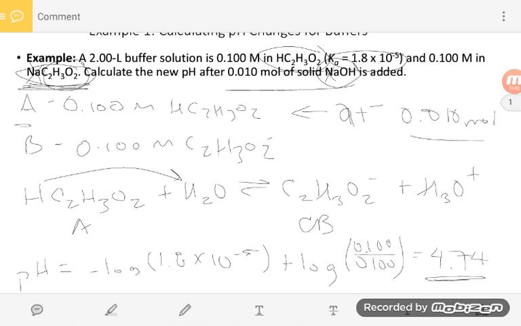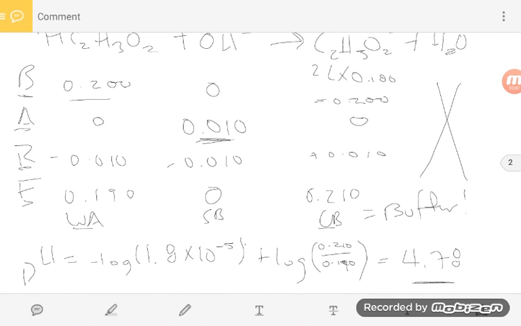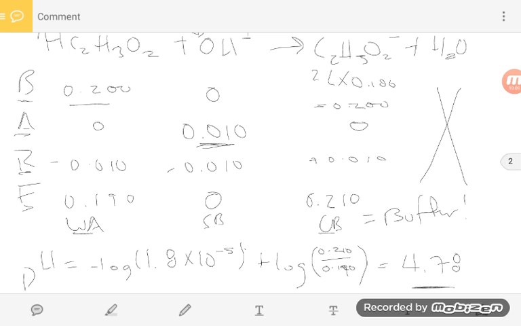Now we can go back to that initial pH we calculated and see how it compares. So initially, before we added the sodium hydroxide, my pH was 4.74. After I add the sodium hydroxide, my pH goes up to 4.78. So we see it increased just a little bit. It went up, which makes sense because we added base, but it didn't go up significantly because the buffers try to prevent that. That's it. So we can see that our answer makes sense, and we are done. All right, that's example 1.